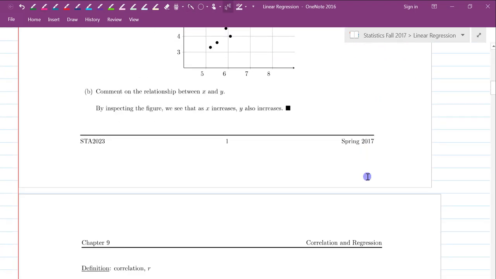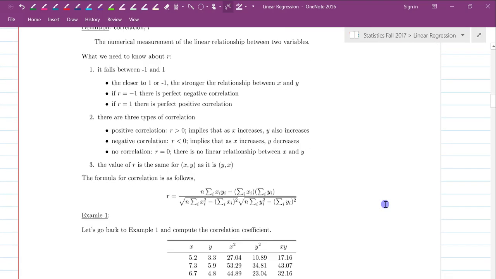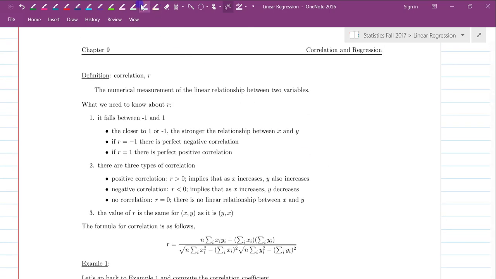Okay, so our interpretation here is, by inspecting this figure, we see that as X increases, Y also increases. That would be the positive slope that I referenced earlier. Okay, let's go over a couple more definitions here.